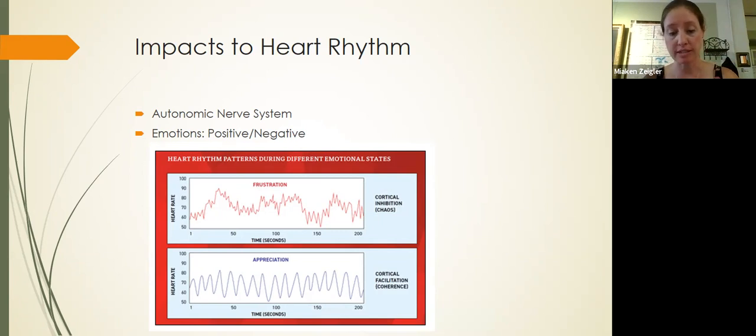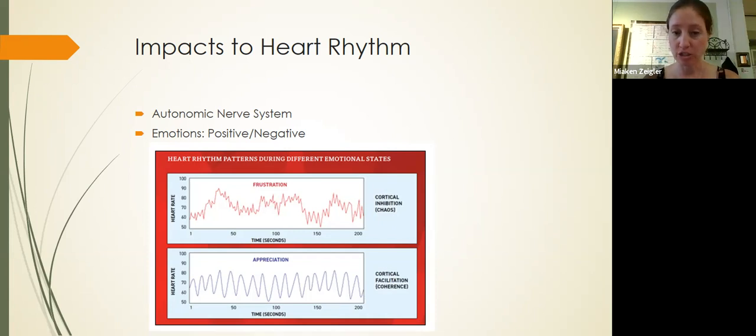Negative emotions, okay, such as anger or frustration, are associated with erratic, disordered, incoherent patterns in your heart's rhythm. Okay? In contrast, positive emotions such as love, appreciation, these are associated with smooth, ordered, coherent patterns. Okay? These changes in your heart's beating pattern can create a corresponding change in the structure of your electromagnetic field radiated by the heart.